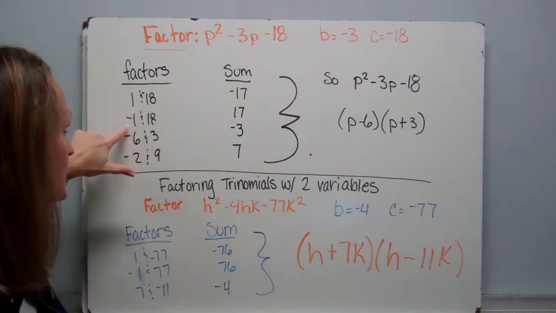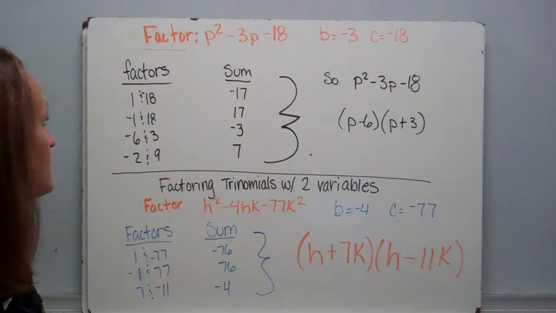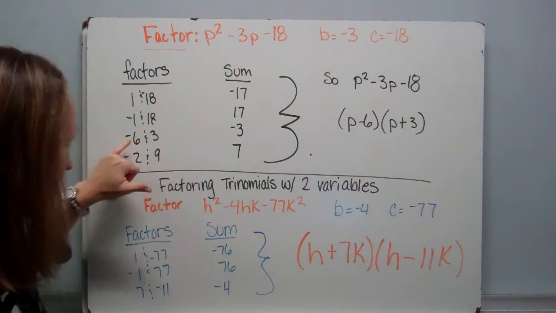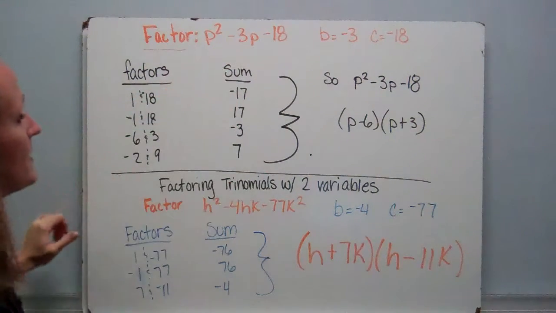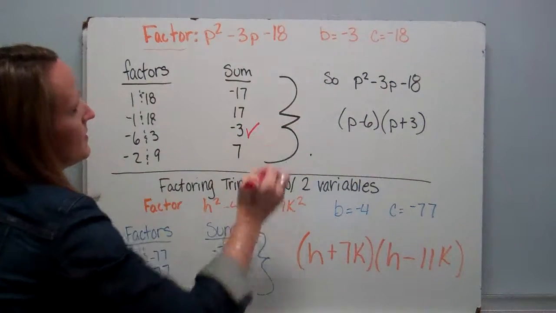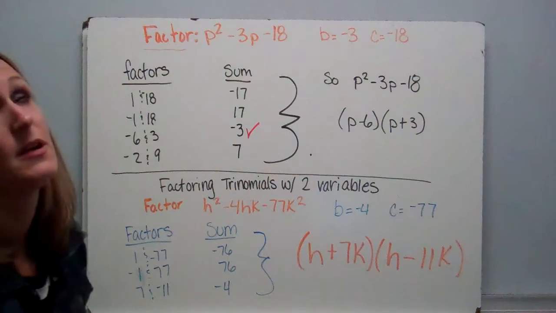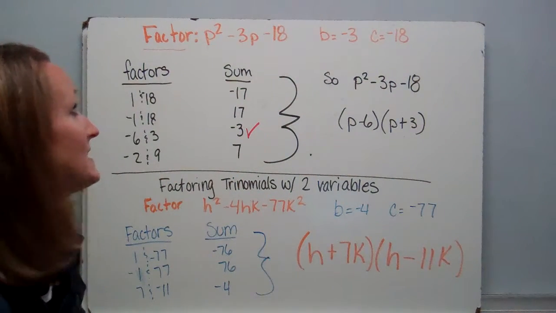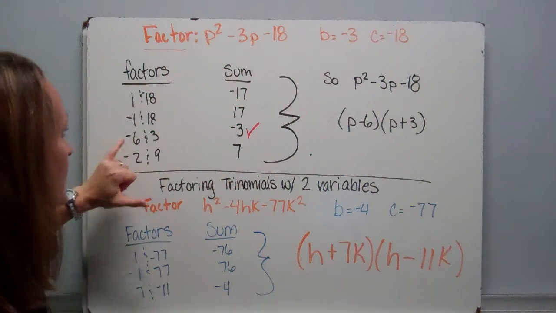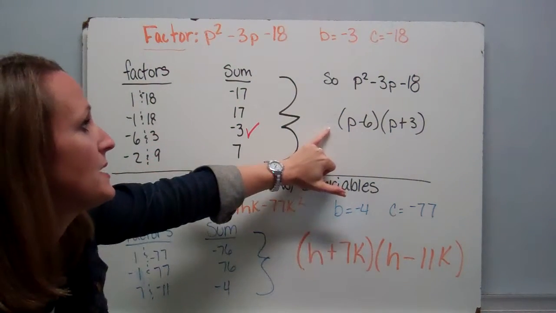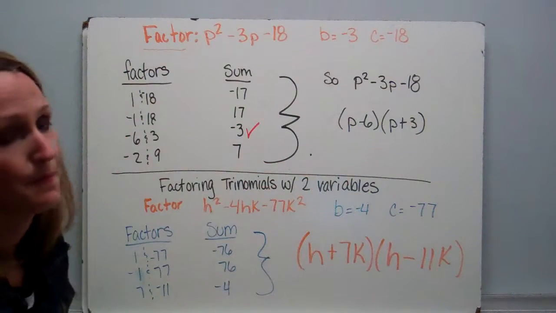This is a big positive and a small negative. I'm getting a positive answer. Well, here's a large negative and a small positive, and there it is. Plus, there's a whole lot of other factors of 18 that I did not use. So, negative 6 and positive 3. P minus 6, P plus 3.